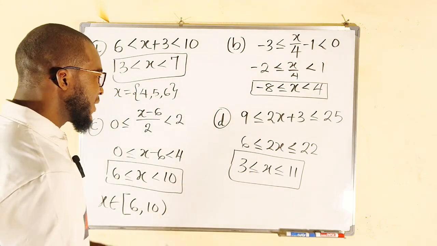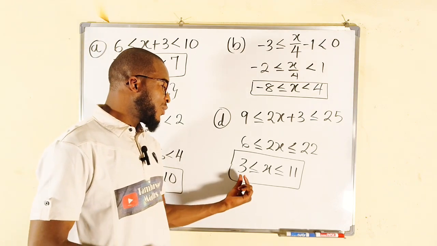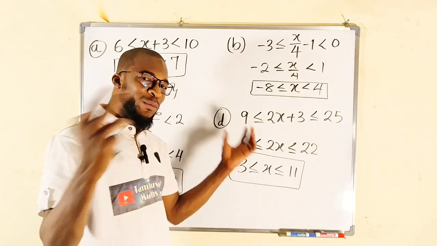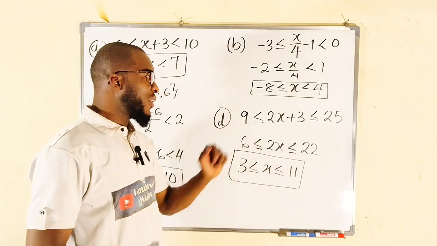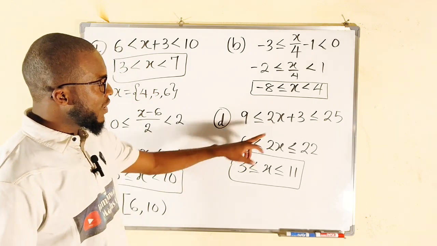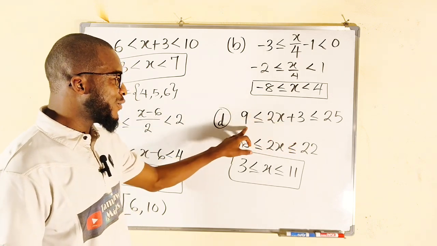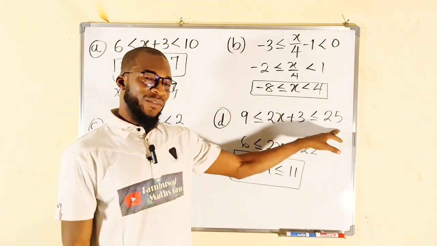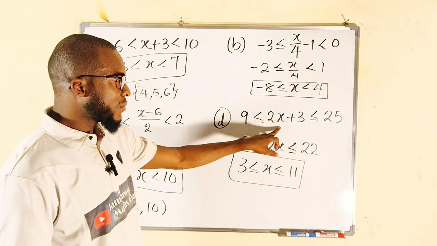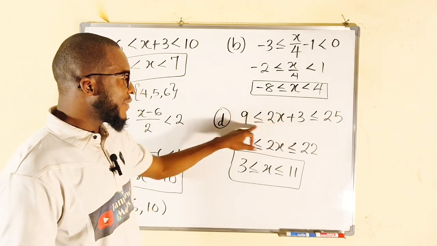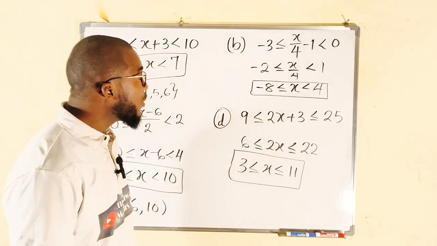As simple as that. And you can test some values to see whether it will satisfy or not. Values between 3 and 11, including the boundary, including 3 and 11. Each value in this range will satisfy the original inequality. Choose 3. 2 times 3 is 6, and 6 plus 3 is 9. 9 is indeed equal to 9. Yes, it is less than 25. Choose 7. 7 times 2 is 14. 14 plus 3 is 17. You can see 17 is greater than 9, but it's less than 25. So they were all satisfied.